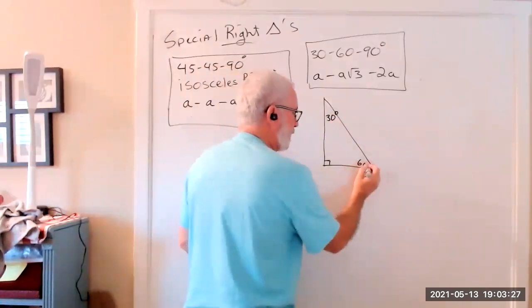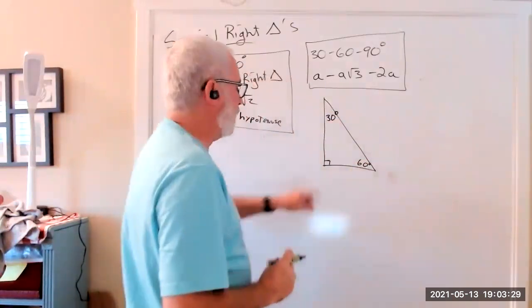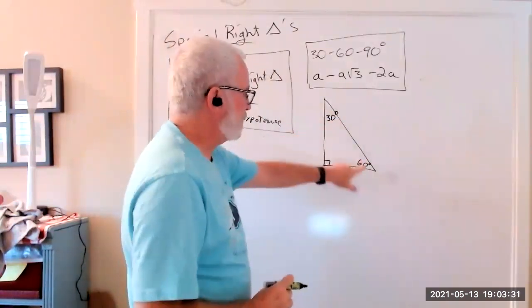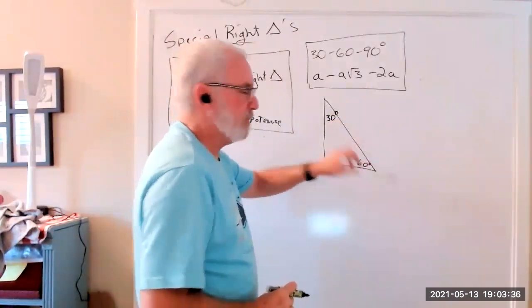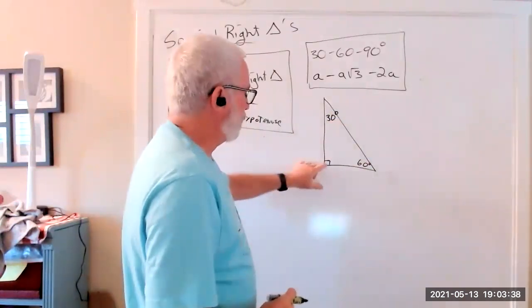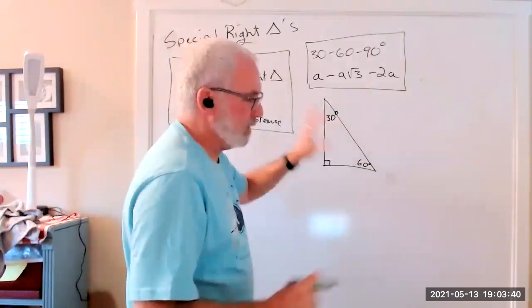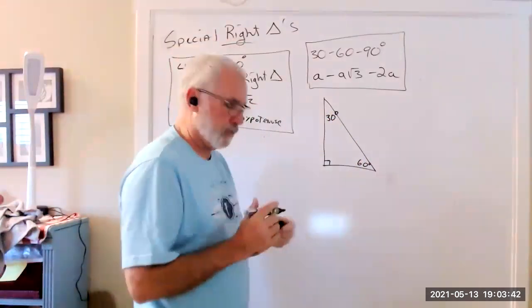We'll worry about that in a minute. But the two angles are 90 degrees, 30 degrees, and 60 degrees. Remember that the three angles have to add up to 180. They do. Now, here's the first catch.